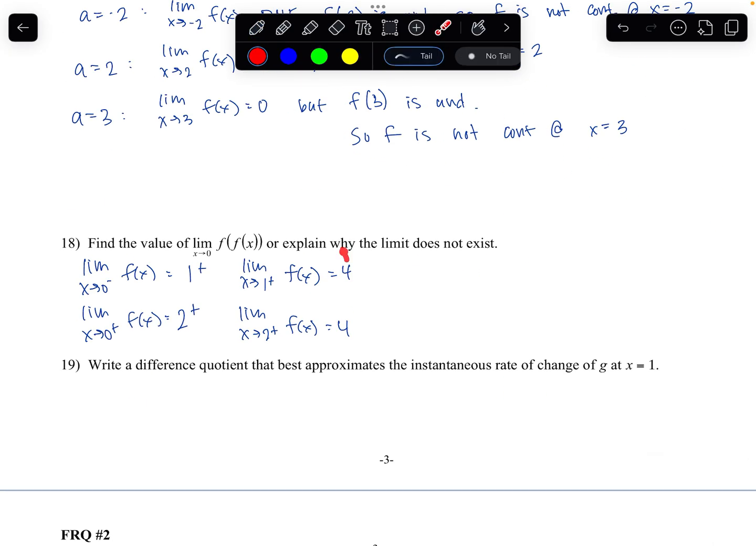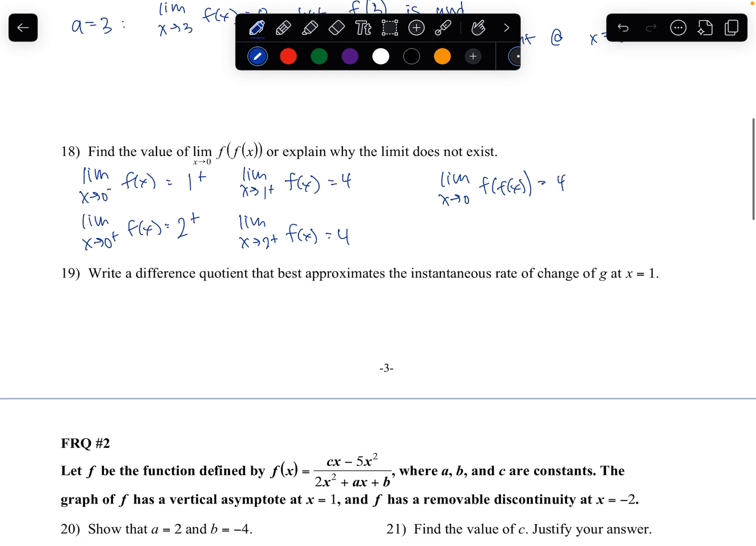And since these are equivalent, we've identified that the limit as x approaches 0 of f of x is also going to be equal to 4. So yeah, there you go. Write a difference quotient that best approximates the instantaneous rate of change of g at x equals 1.